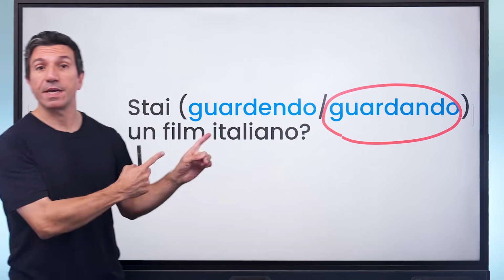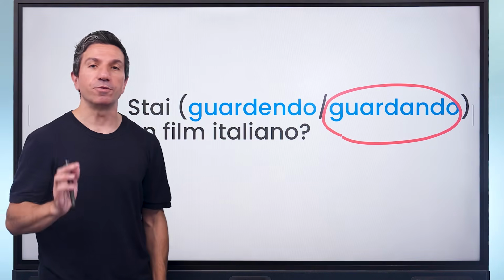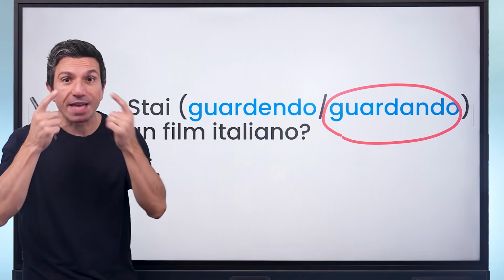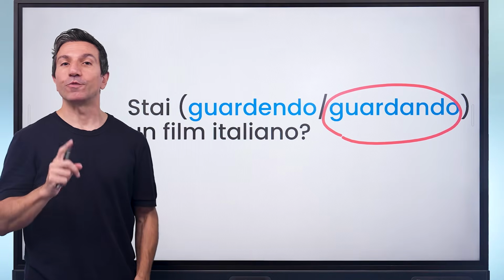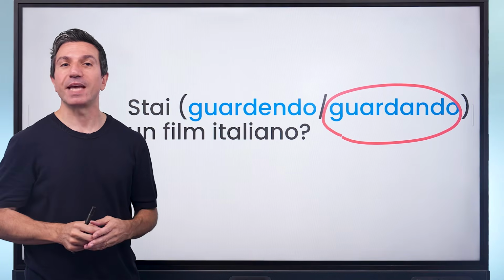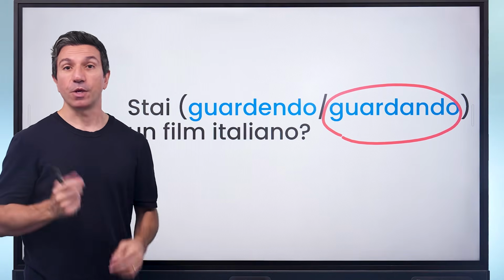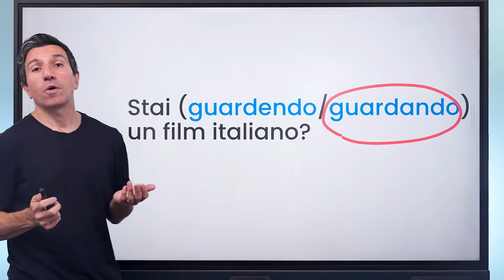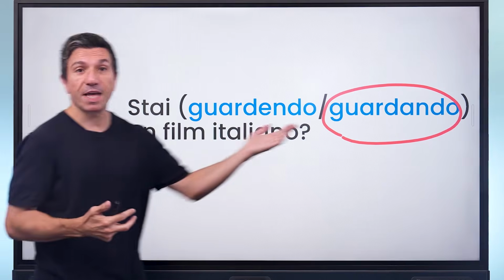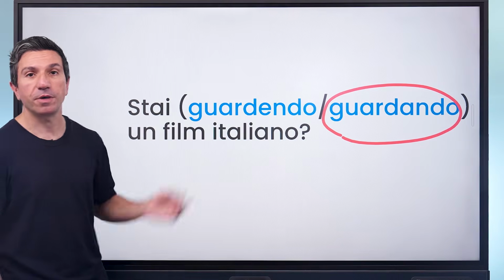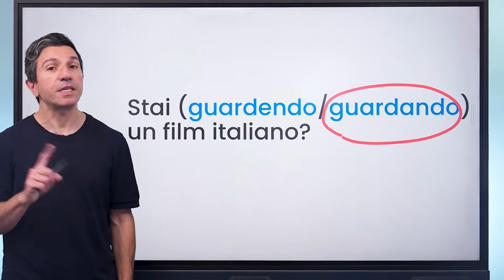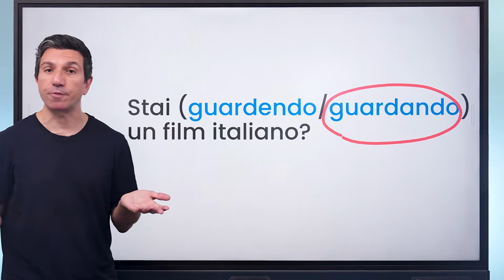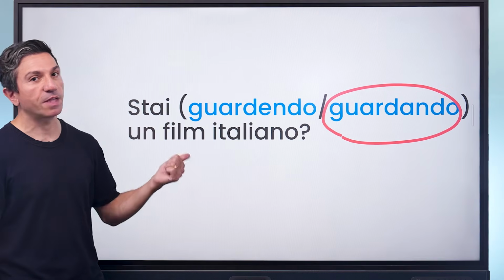Guardando is used here because it's the gerund form of the verb guardare, to watch. To form the gerund of verbs ending in are, you replace are with ando. So, guardare becomes guardando. Guardendo is incorrect because it doesn't follow any Italian gerund formation rules. It's not a valid word in Italian.